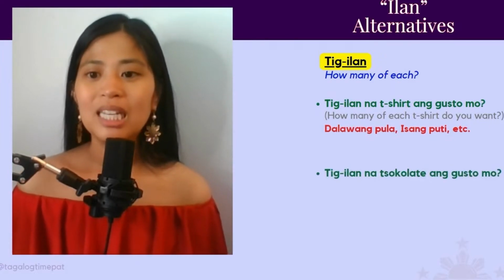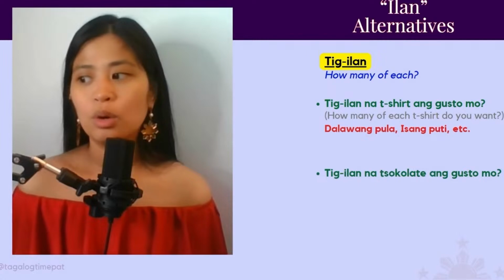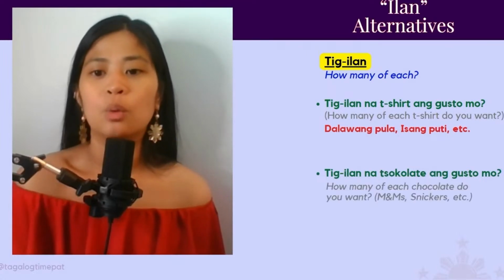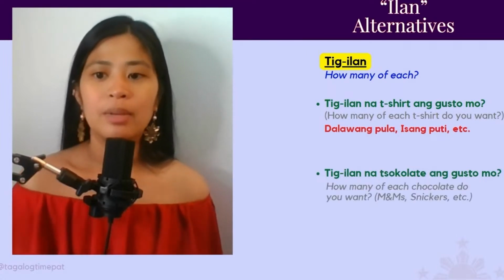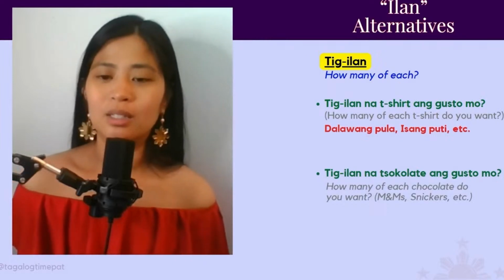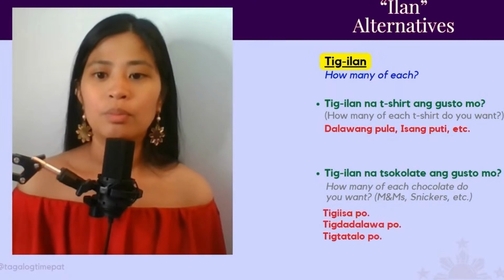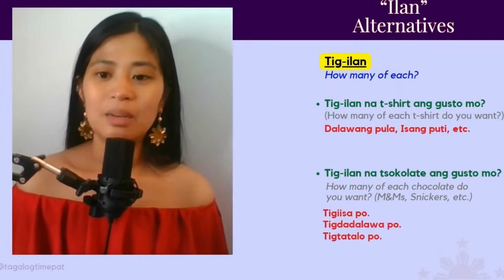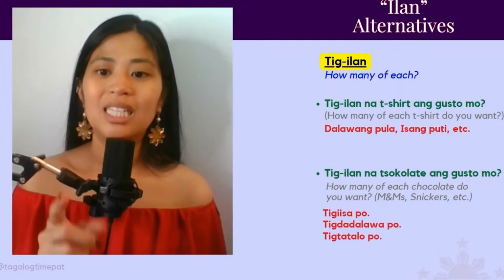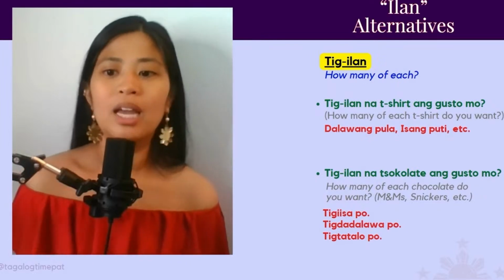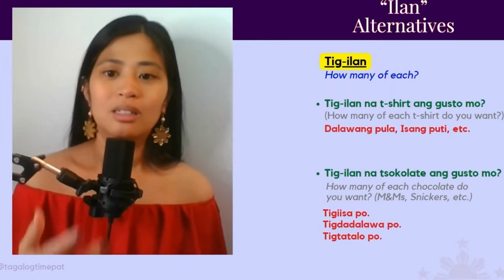Another example, tig-ilan na tsokolate ang gusto mo? How many of each chocolate do you want? So, for example, if there are M&Ms, Snickers, Twix, and so on. Tig-ilan na tsokolate ang gusto mo? You could say, tig-iisa po. I'll take 1 of each. Tig-iisa. 1 M&M, 1 Snickers, 1 Twix.